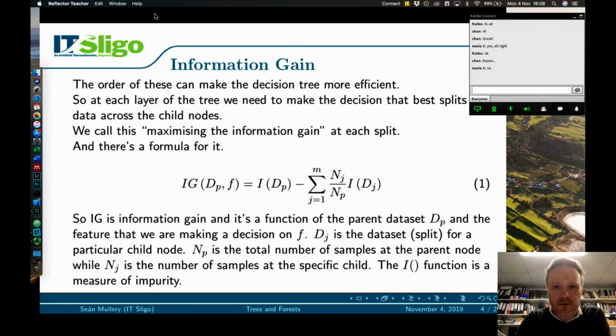So just to talk our way through this, IG is the information gain, and it's a function of the parent data set, which is DP, and the feature that we are making a decision on, which is F. Okay, so that's the feature. DJ is the data set or the split for a particular child node. NP is the total number of samples at the parent node, and NJ is the number of samples at a specific child. And then with this function called I, which you see appears here and here, which is a measure of impurity. Okay, so the I there stands for impurity. Now, what exactly that function is, we'll see that there are a number of different options, and that's what we're going to look at next.